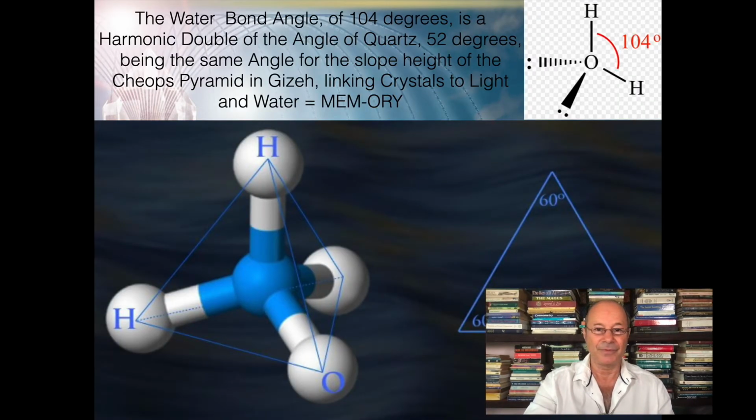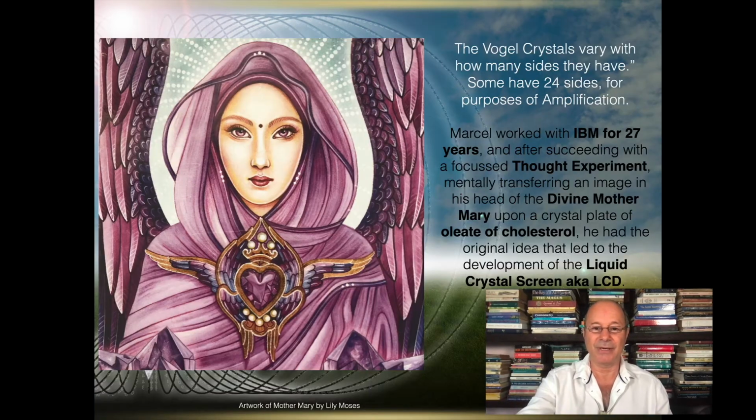So the bond water angle, as I said before, is 104 degrees. And that makes the connection between crystals and light and water, because when we talk about memory, all crystals store memory. Mem is the water in ancient Hebrew and the ori is the light. So when we talk about memory, we're talking about liquid light.